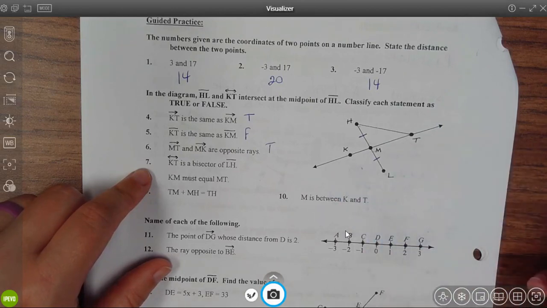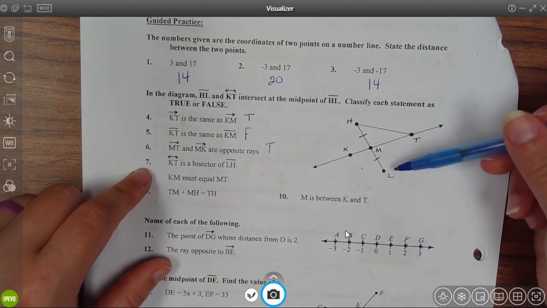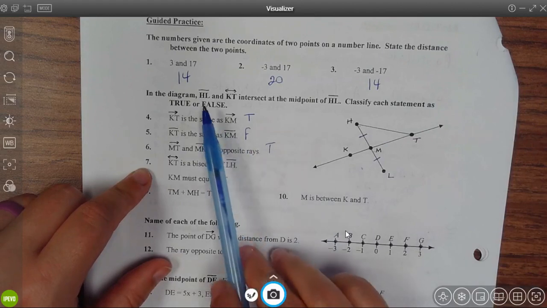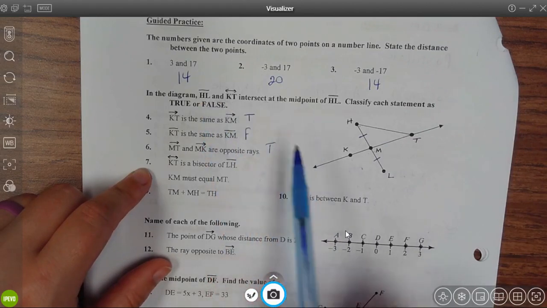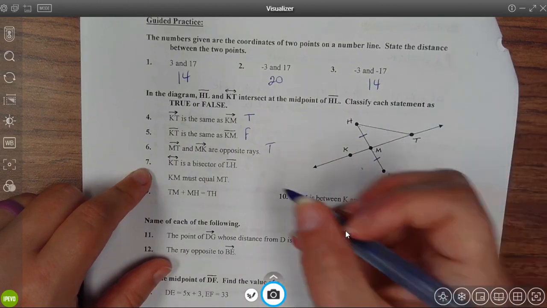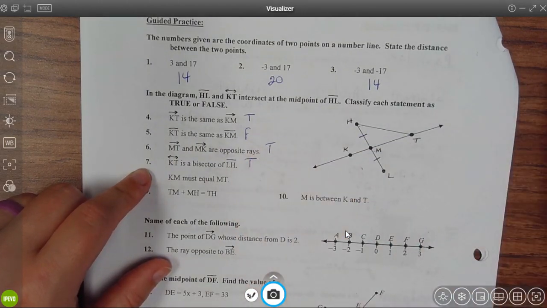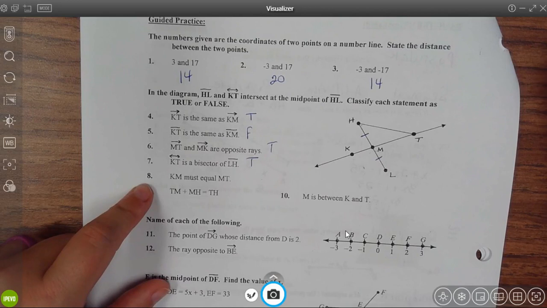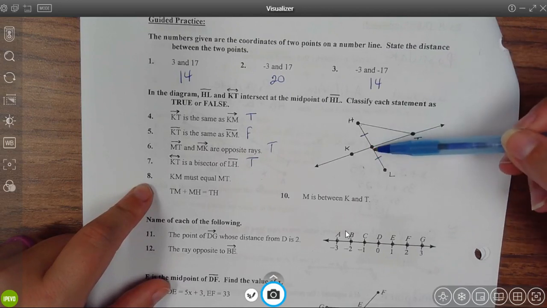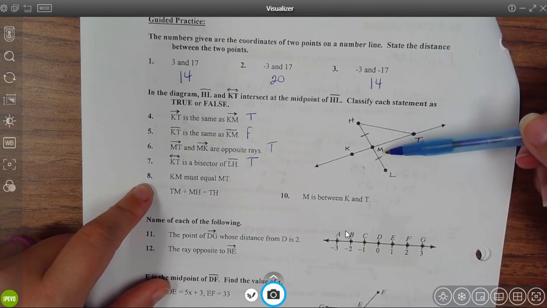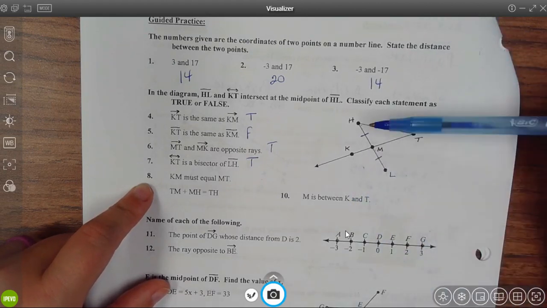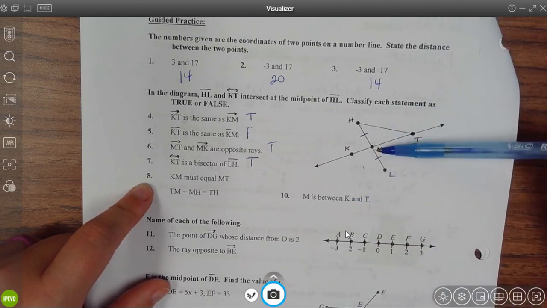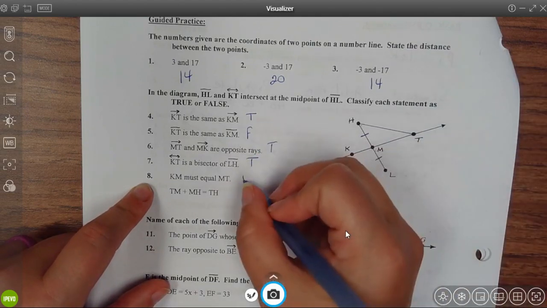7, line KT is a bisector of segment LH. In the directions, it said that KT and HL are intersecting at the midpoint of HL, so that means it is a bisector. Number 8, the length of KM has to be equal to the length of MT. Now, M is the midpoint of HL, but M is not a midpoint of KT, so that is false.